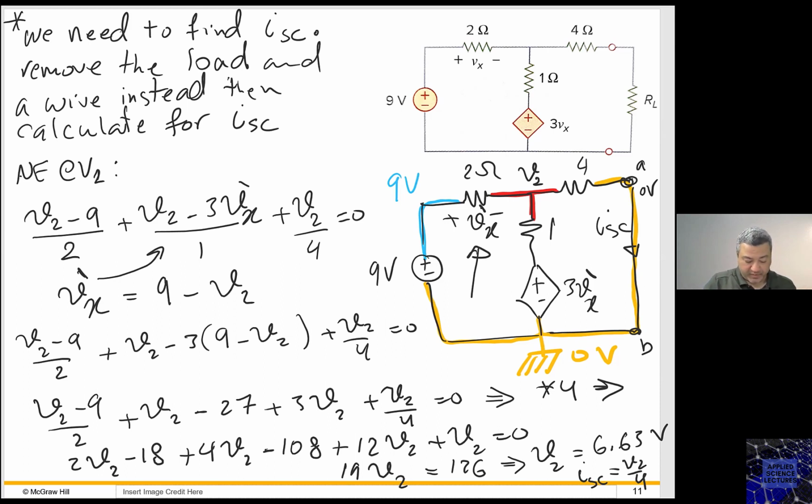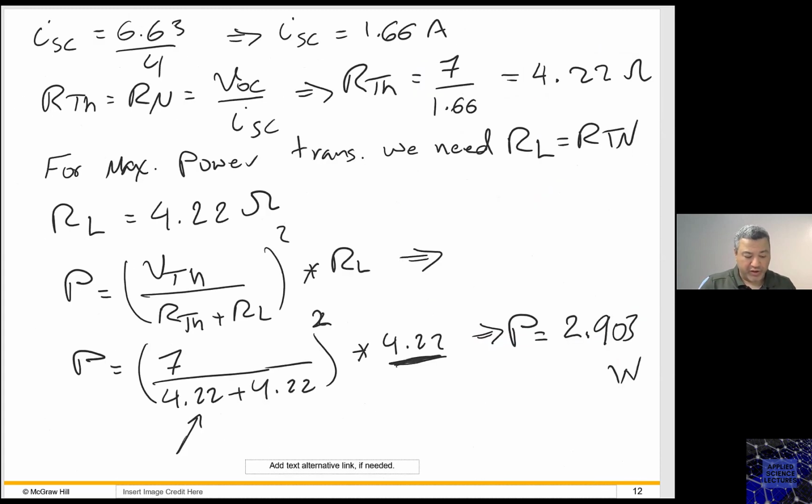So then you write the nodal equation and you find the I short circuit, and after you find the I short circuit, VOC divided by I short circuit is going to give you the R Thevenin, and this is my R Thevenin, 4.22 ohm.